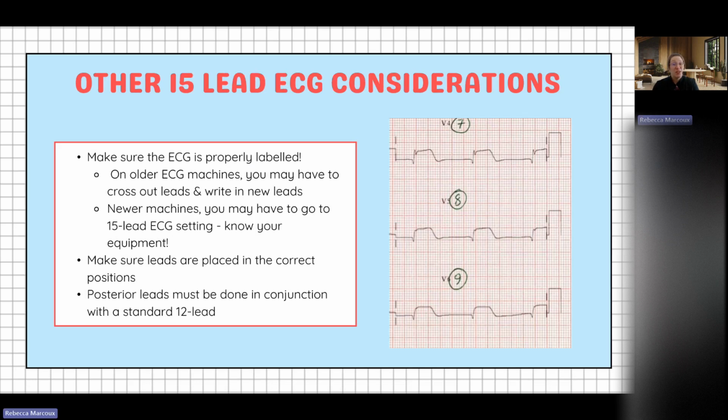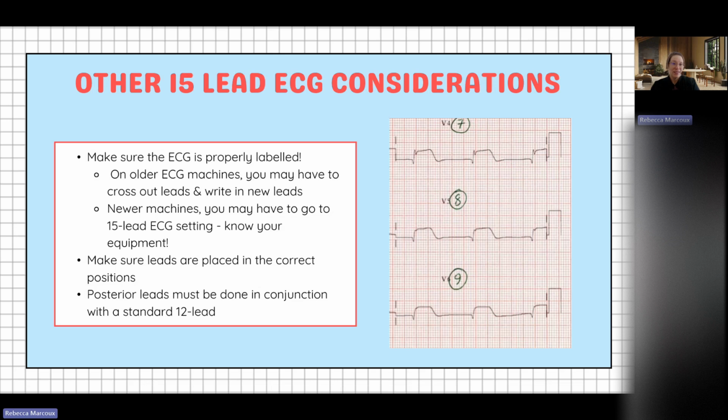And other 15 lead considerations really depend on what equipment you have available. You might have to cross your leads out and label them V7, V8, V9 instead of V4, V5, V6. If you have a newer machine, know exactly what setup it expects when you're selecting the different settings. It might give you a setting for a 15 lead, but does that 15 lead include only posterior leads, or does it have a right-sided lead mixed in, which we'll talk about in a second?